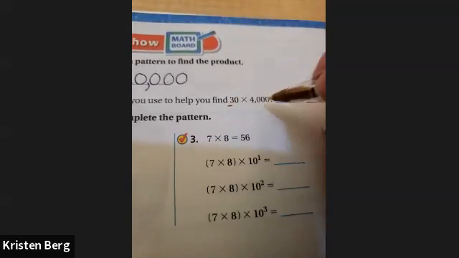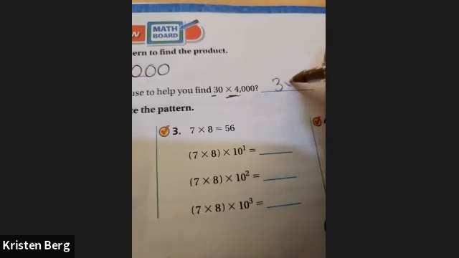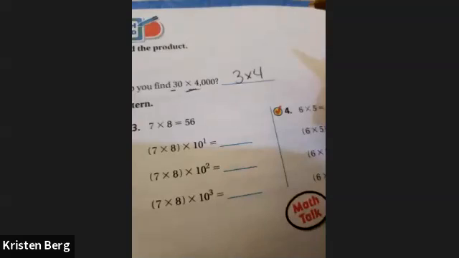Then it's asking, what was the basic math fact there? Well, you could have said the basic math fact would have been taking off all the zeros, leaving you with 3 times 4 would have been the basic math fact, equals 12.